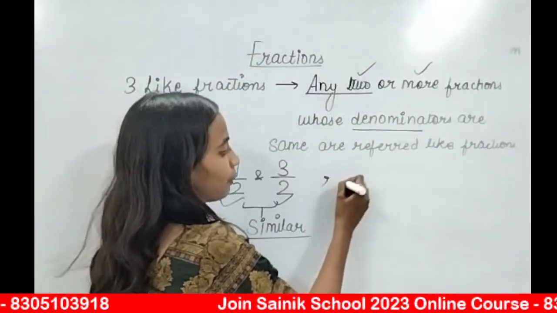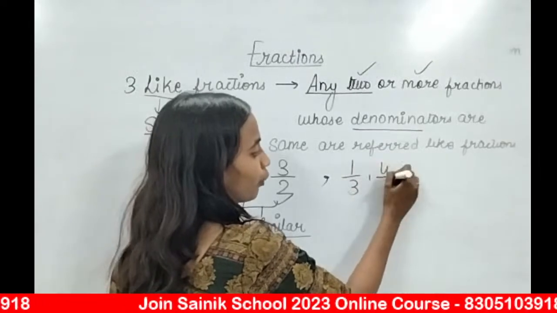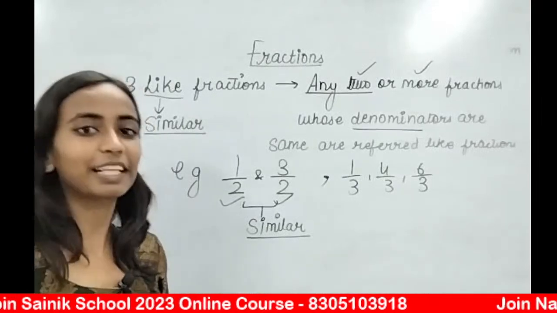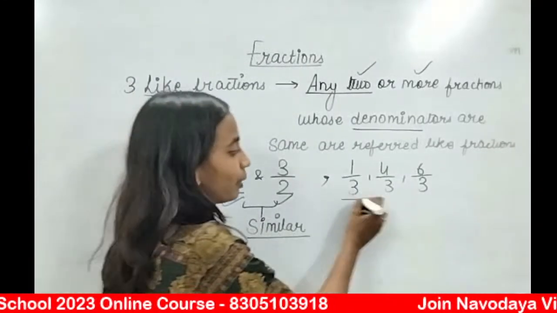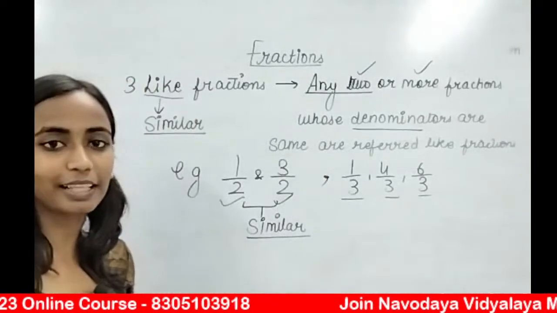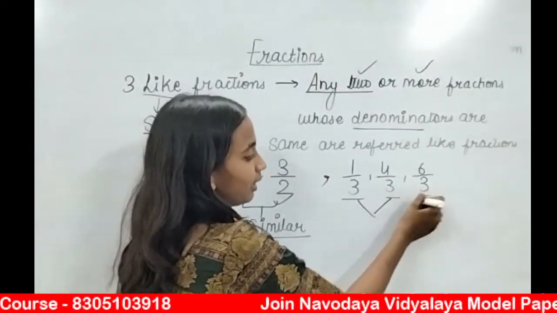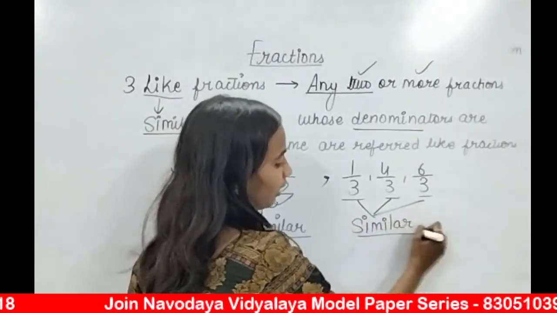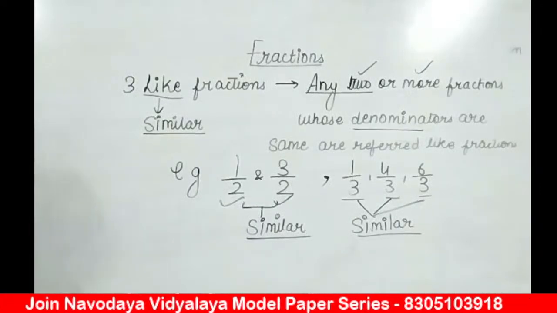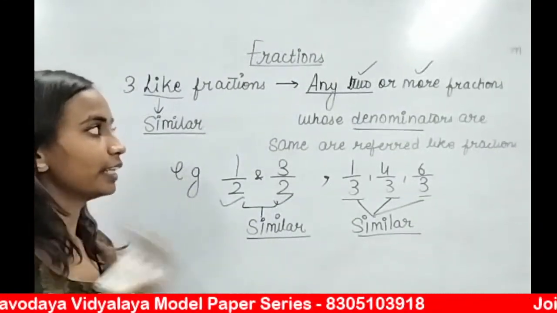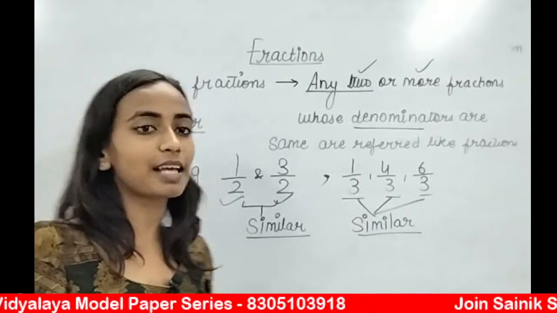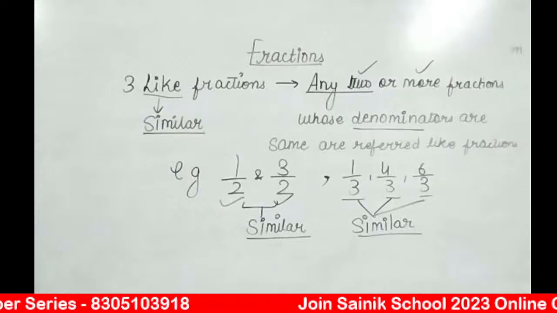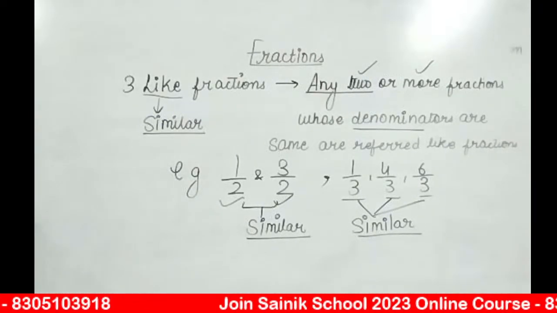Similarly, you can have examples such as 1 by 3, 4 by 3, 6 by 3. Once again, these are three fractions. In these three fractions, what is the denominator? The denominator is 3, similar in all. 3, 3 and 3. So once again, these are examples of like fractions. Understood everyone what are like fractions? Any two or more fractions whose denominators are same, we call them like fractions.